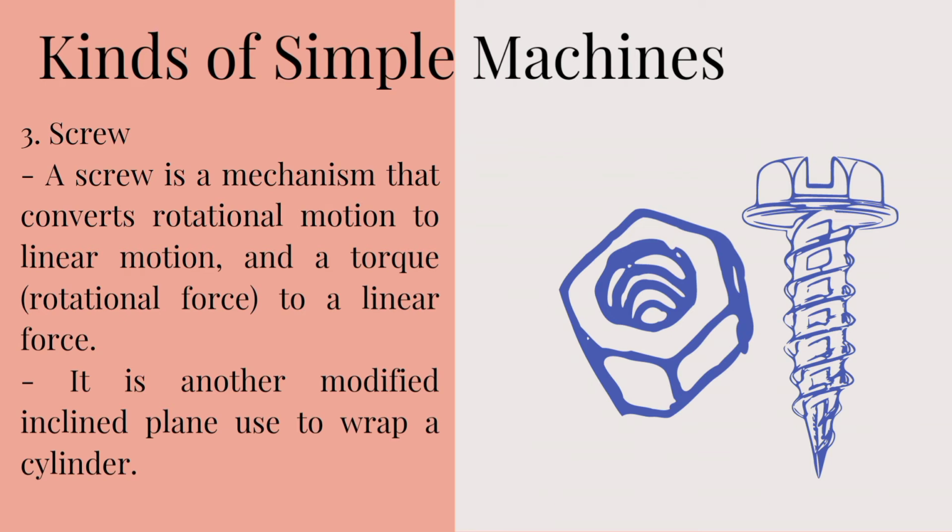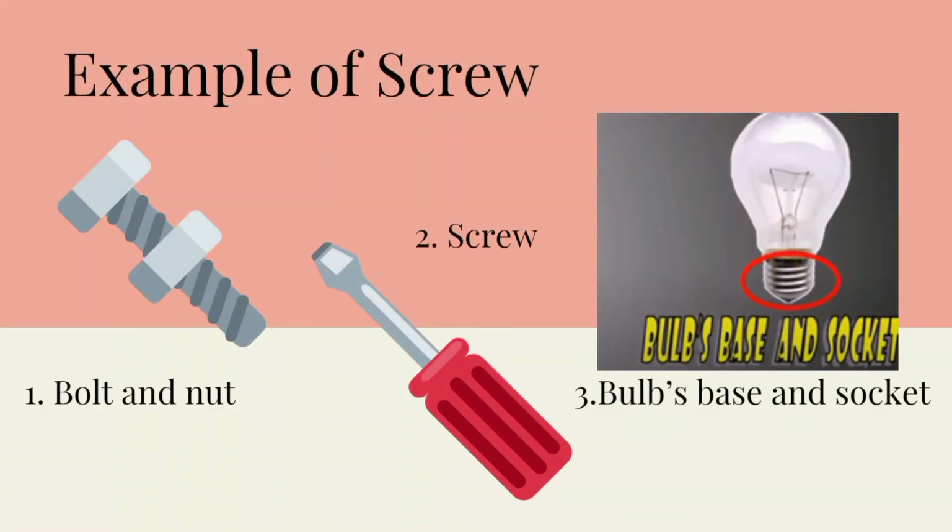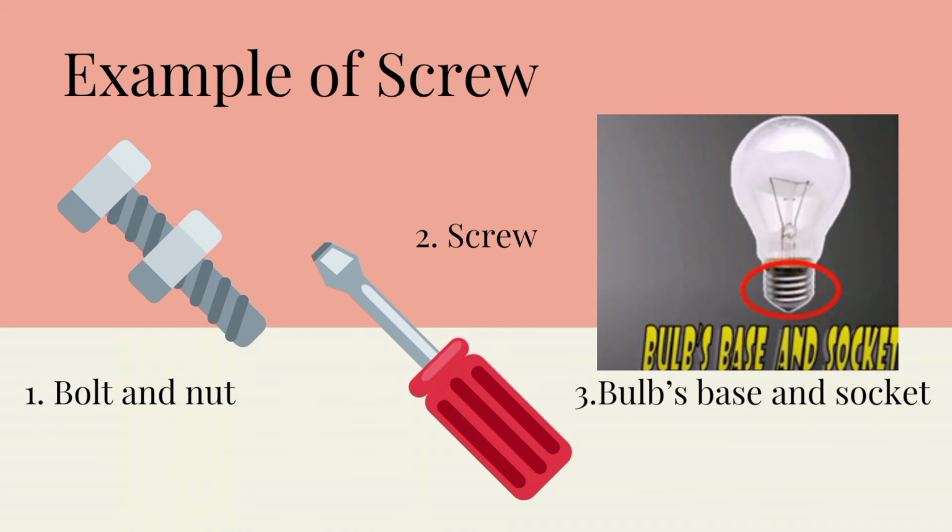The pitch is the distance from a point on the screw thread to a corresponding point on the next thread measured parallel to the axis. The screw is used to secure an object in place by spinning or twisting the screw. Examples: bolt and nut, screw, bulb's base and socket.